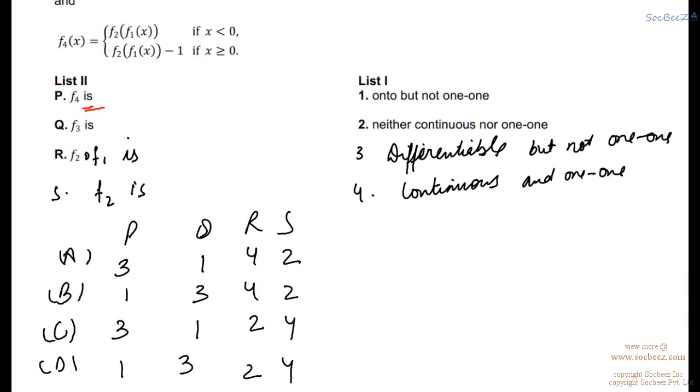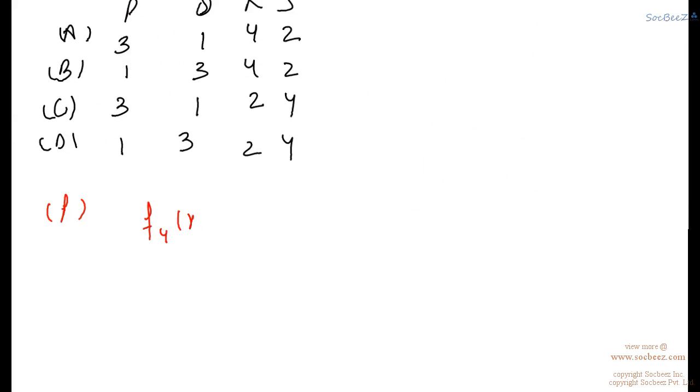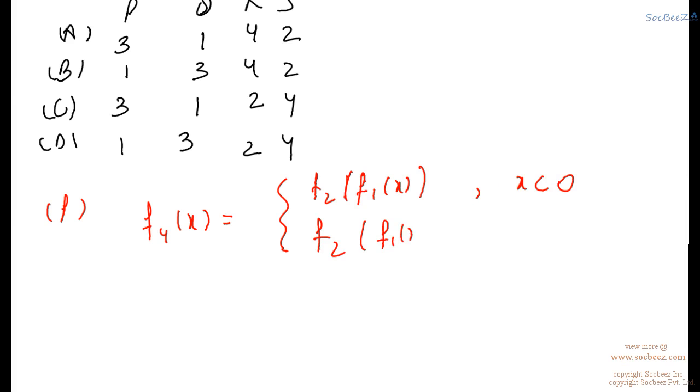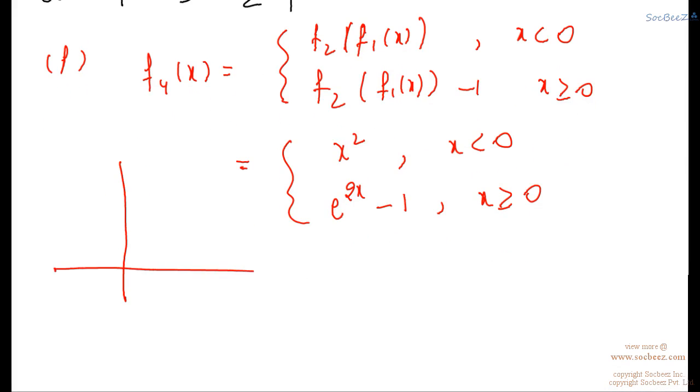Now first, P is about f4. So let's see what f4 is. f4 is f2 of f1x if x is smaller than 0, and f2 of f1x minus 1 if x is greater than or equal to 0. So in case of P, f4x is, in more detail, f2 of magnitude of f1x if x is smaller than 0, and f2 of f1x minus 1 if x is greater than or equal to 0. So this becomes x squared if x is smaller than 0, and e raised to the power 2x minus 1 if x is greater than or equal to 0.